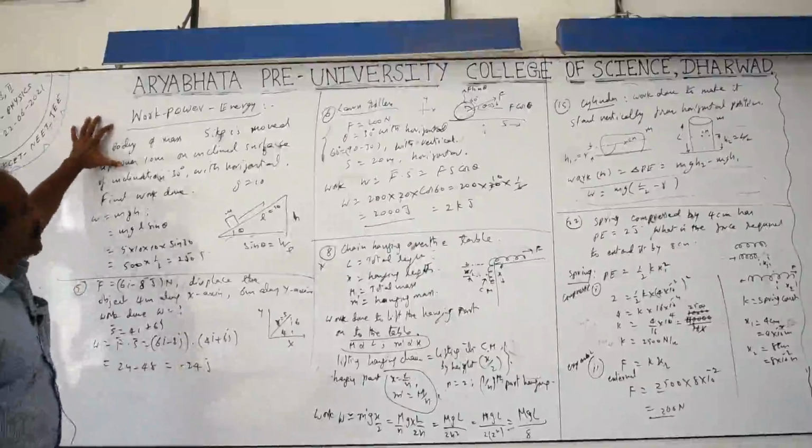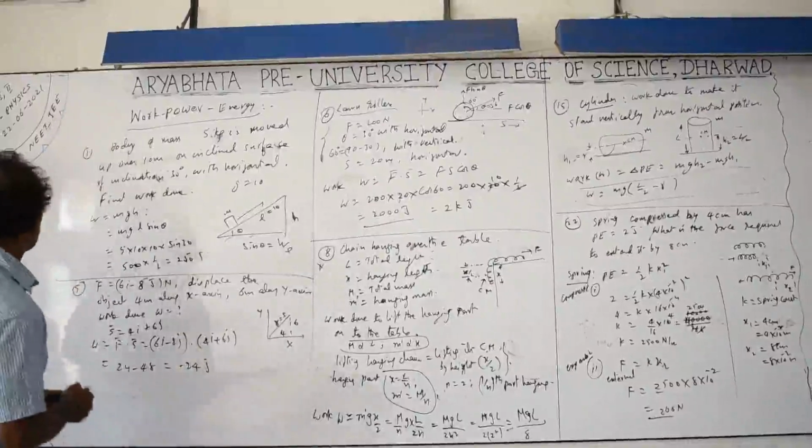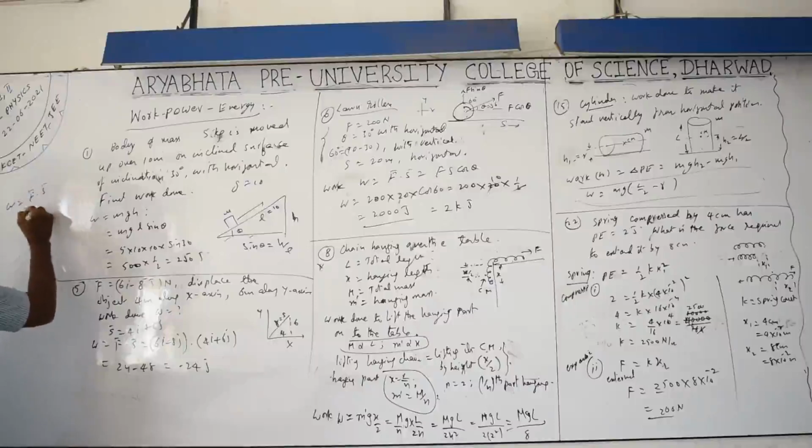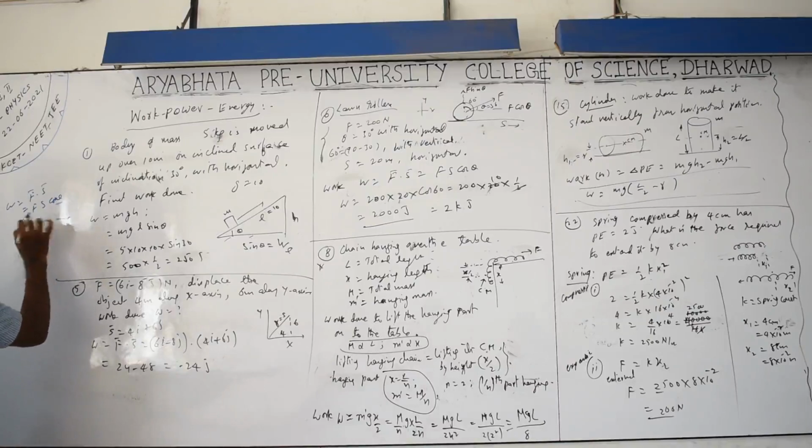In these work, power, energy problems, I am working directly because you know the formula. In simple cases, work is equal to force into displacement, F dot S, which is equal to Fs cos theta. In the vector form, if theta is 0, cos 0 is 1, maximum work is done. If theta is 180, force and displacement are in opposite directions, which means the work done is negative.